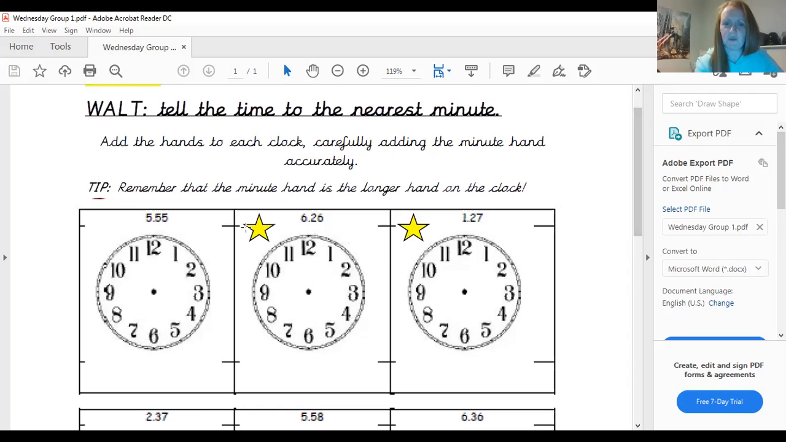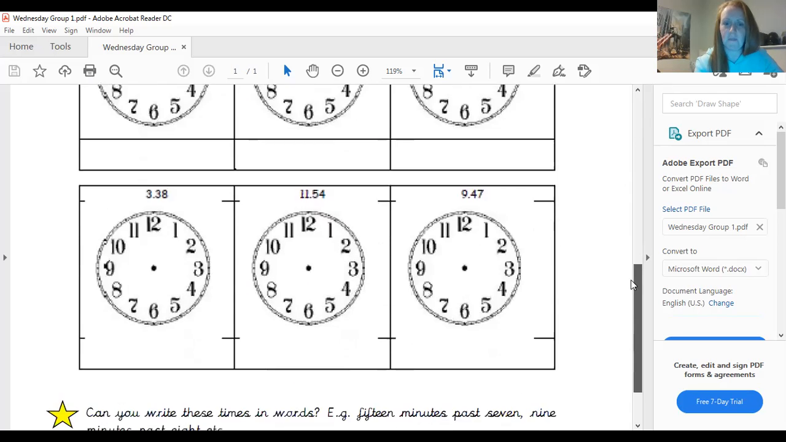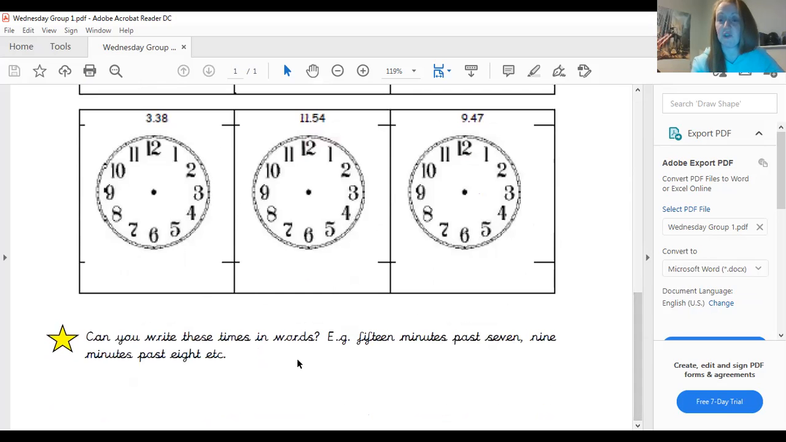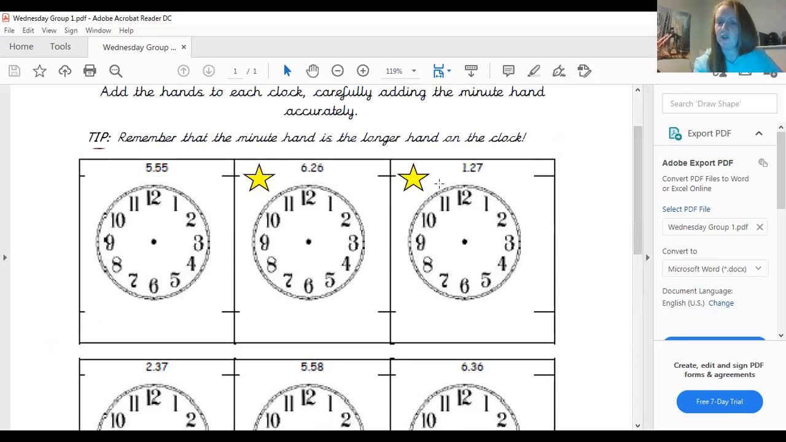Then you'll notice that 2 of these have got stars on them. So when you've done all of the hands on there, what I would like you to do is have a go at writing those times in words. So my examples here are 15 minutes past 7, 9 minutes past 8. So just on those 2 questions that are starred there, I'd like you to have a go at doing that for me as well when you've completed that.